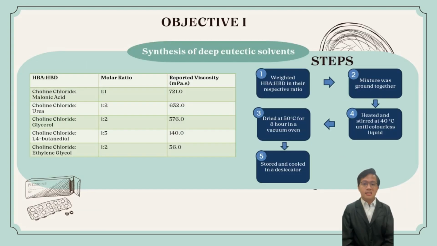Starting with the first objective, which is the synthesis of DES, this method utilizes 5 different hydrogen bond donors in varying ratios with the same hydrogen bond acceptor, as shown in the table. The DES were prepared using the direct mixing method.